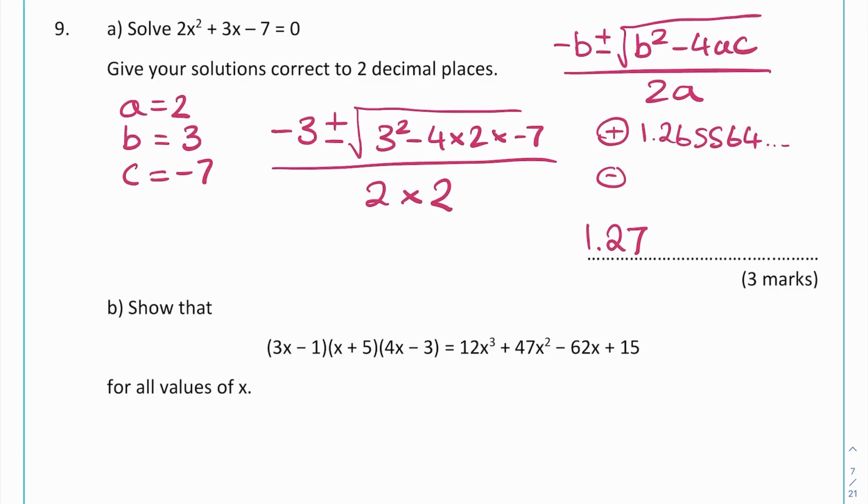Then I'm going to swap the plus for a minus, and that gives me negative 2.765564 and a few more decimals. So I would have x is equal to 1.27 and x is equal to negative 2 point, and this is 2 decimal places, so 2.77. And there we go, that is my final answer.